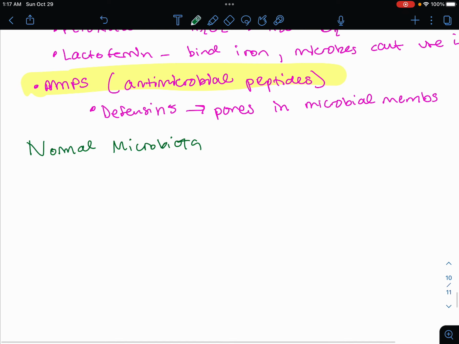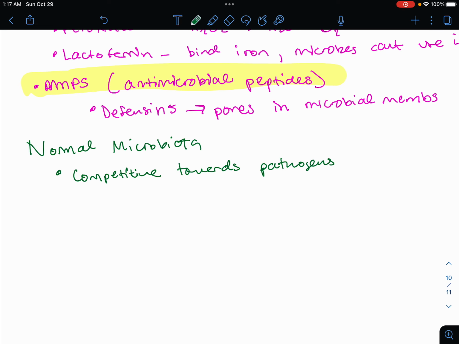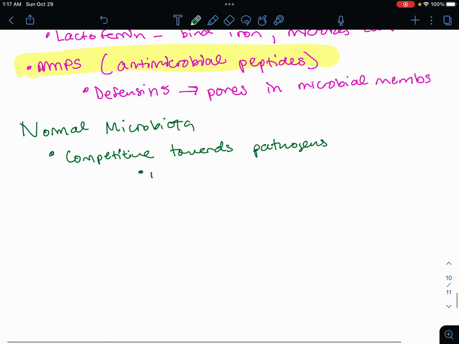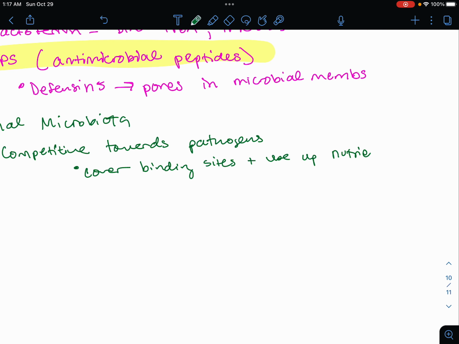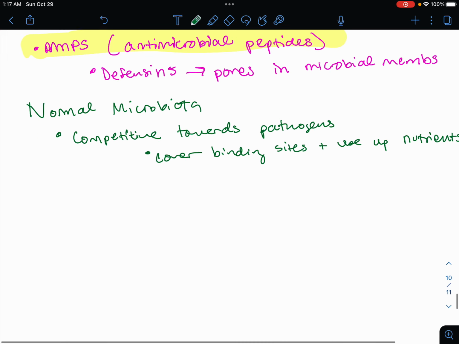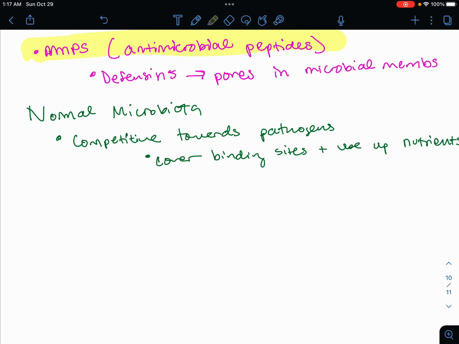Alright, so again, they're going to be competitive towards pathogens. They're going to exclude them. They're going to cover binding sites and use up nutrients. So the bad bacteria and the bad microbes aren't able to use those nutrients. It just goes to the helpful or symbiotic bacteria.